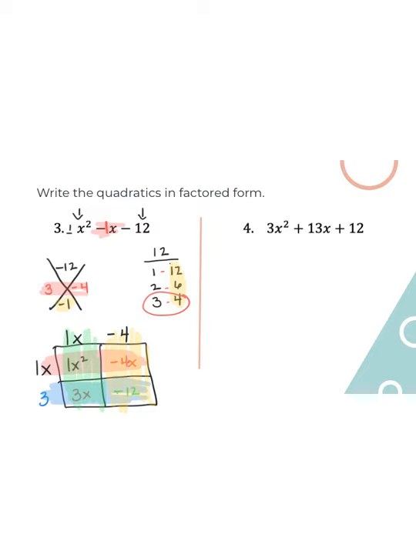So now I'm going to write my factors on my top. I have 1x minus 4, and I'm going to write my factors going down the side. So I have 1x, and that's going to be a positive 3.